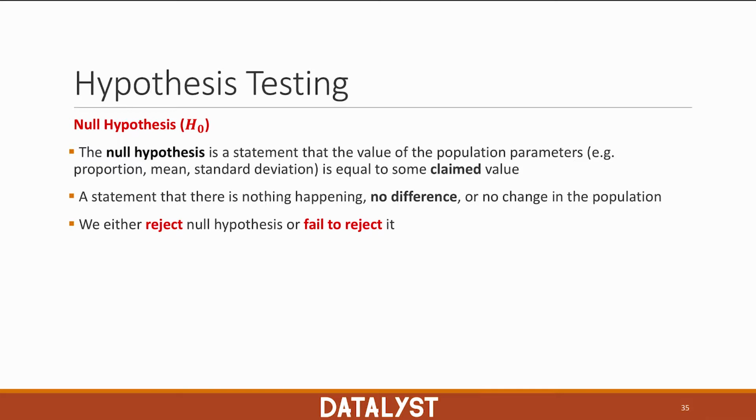The null hypothesis is a statement that the value of the parameter of interest for the population is equal to some value. Essentially it is a construct that says that nothing is happening, there's no difference or no change in a population. As I mentioned earlier, in the context of a significance test, we either reject the null hypothesis or we fail to reject it. We never say we accept it.